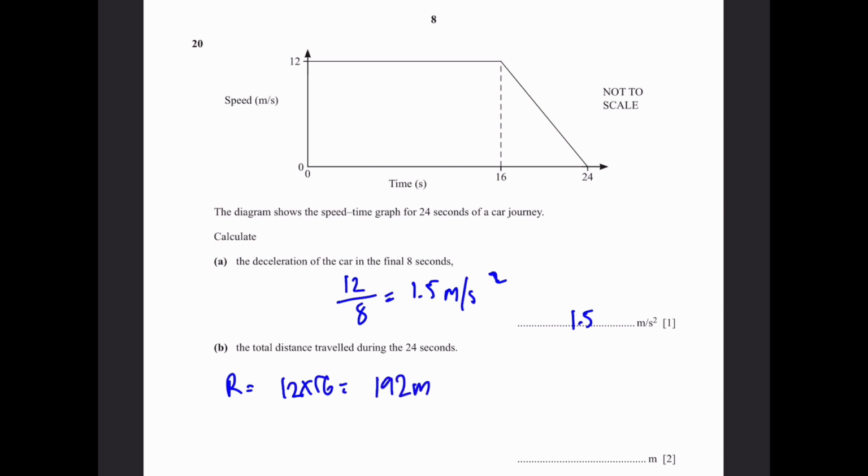In this case, meters because distance. And next, the area of this triangle, 8, 12 units. So the area of the triangle is half base times height, which is half into 8 into 12, which will make 48 meters. And when we add this, we get 240 meters. That's the answer. Question 21.